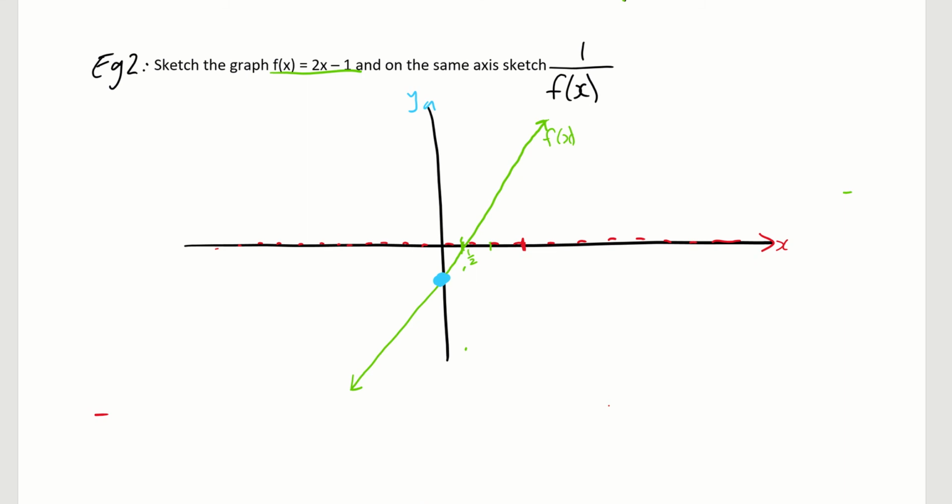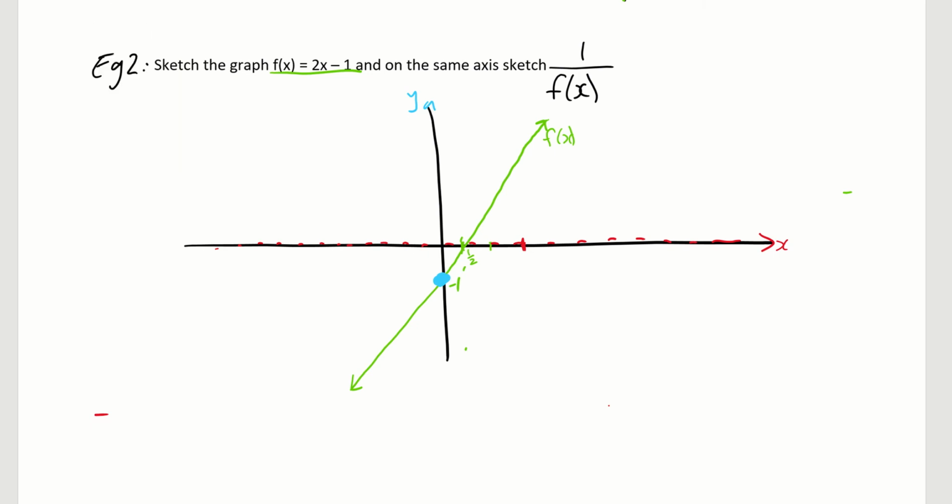I've given you the function f of x equals 2x minus 1, and we're going to together sketch the reciprocal of this graph. So I've gone ahead and sketched that function already, the original f of x, and you should know how to do that. I just found the x and y intercepts and drew the line. Now let's look at all our characteristics and what we're going to do to draw the reciprocal.